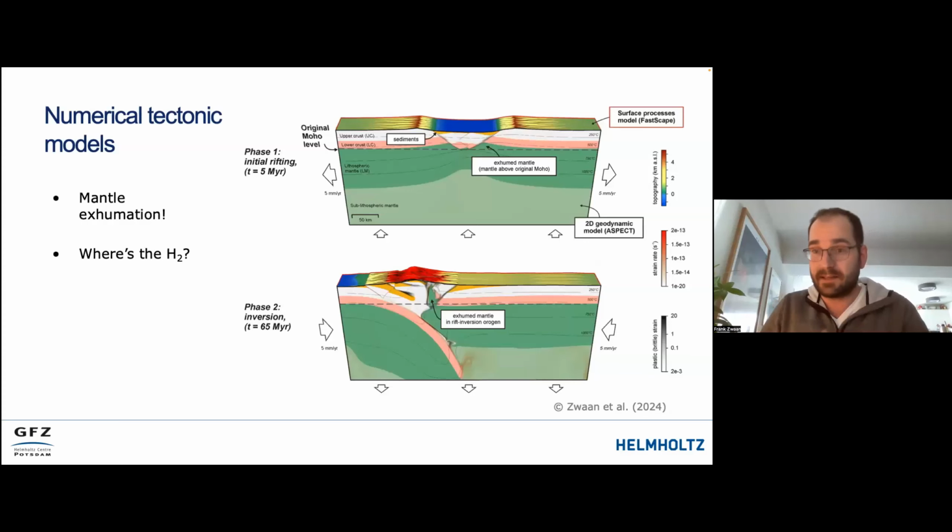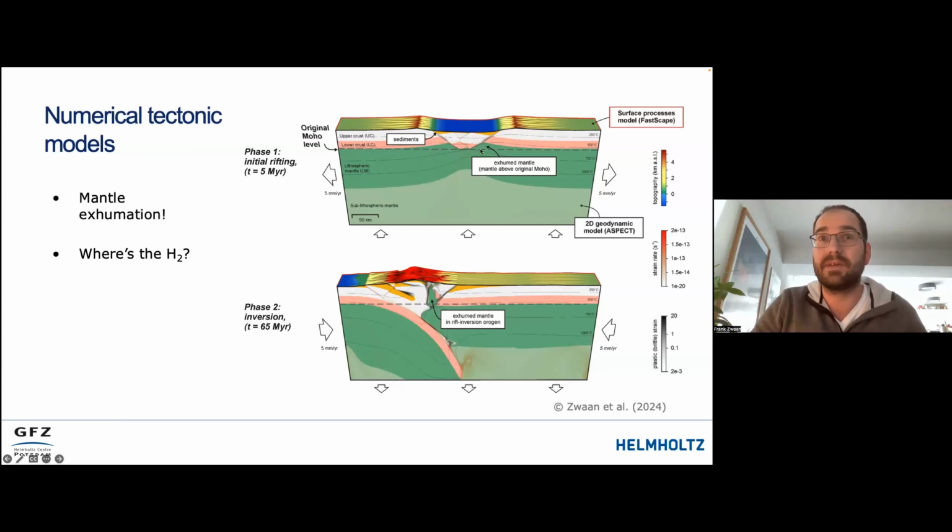So we can clearly show that in these models and in this kind of systems, we have mantle exhumation, which can be defined by the amount of mantle above this dotted line here, which would be the base of the crust at the start. So you can define that mantle would be any mantle that's exhumed. That's the mantle, that's the green stuff below this line.